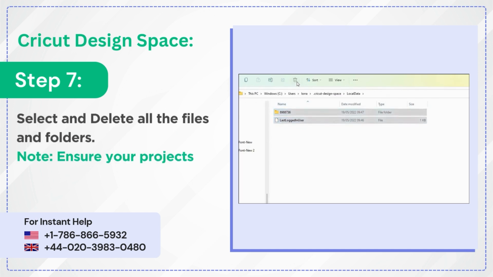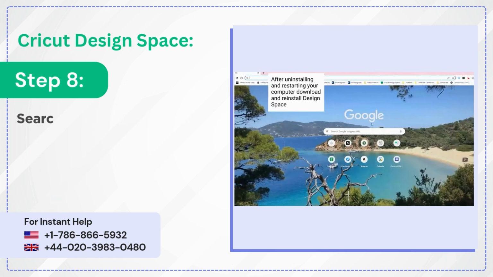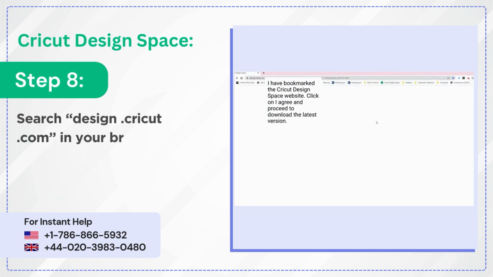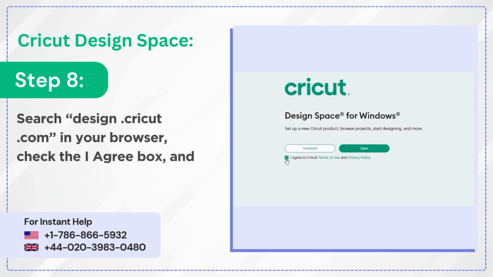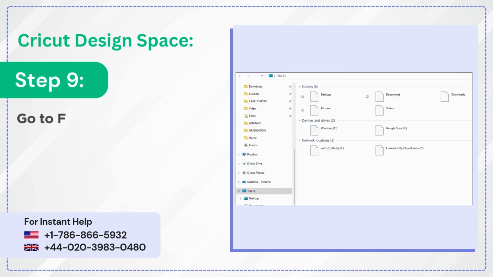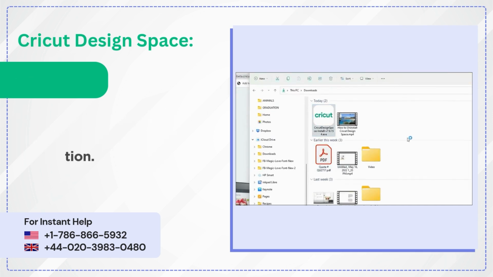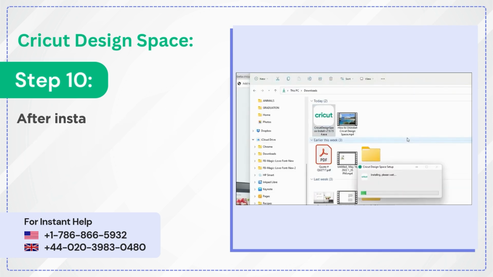Note: ensure your projects are saved somewhere. Step 8. Search design.cricut.com in your browser. Check the I agree box and click on Download. Step 9. Go to File Explorer, then download and open the application. Step 10. After installation, sign in.